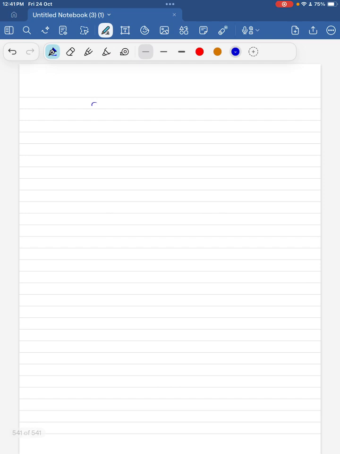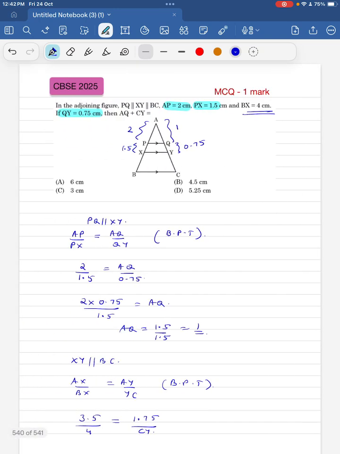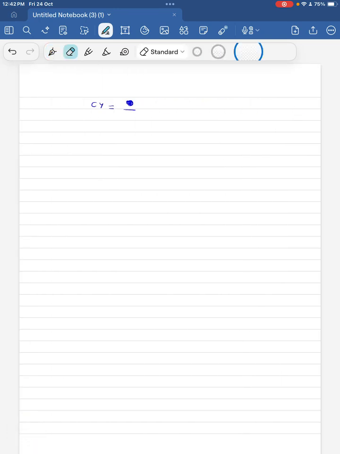So let's find out what CY is. Now CY becomes equal to 7 divided by 3.5. 7 as in when I cross multiply 1.75 with 4, I would get 7 there. So 7 divided by 3.5, so that is CY now becomes equal to 2.